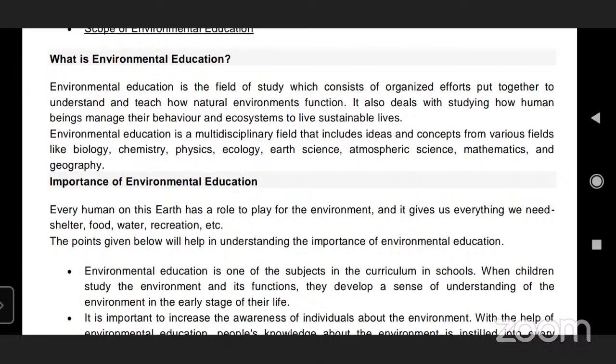So what is the importance of environmental education? Is there any importance to study environmental education? Yes, every human on this earth has a role to play for the environment, and it gives us everything we need: shelter, food, water, and recreation, etc.